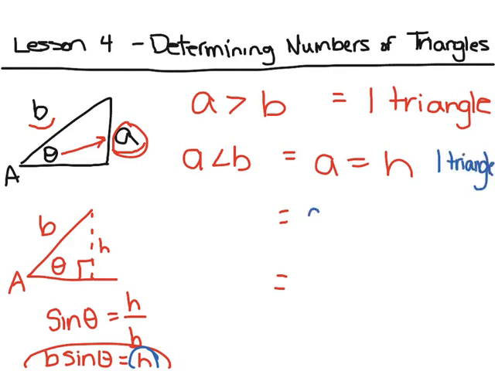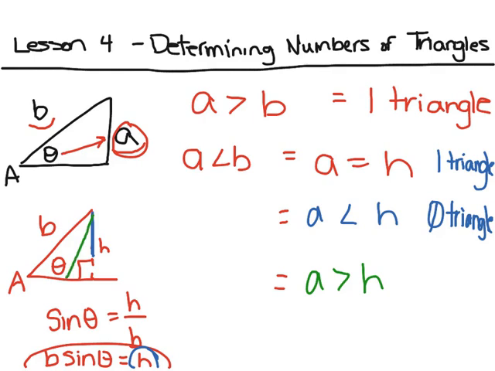If you find that A is less than H, that means that in this triangle it doesn't even make it far enough to make an actual triangle. So you'll have zero triangles. If you find that A is greater than H, what that means is the triangle could either go this way or it could go this way. So there's two possible triangles. So first you have to test if A is greater than or less than B. Then you have to test which version of H you need.